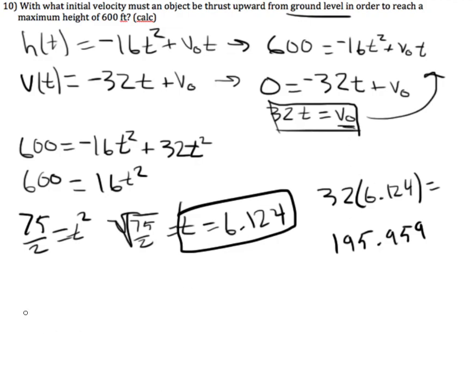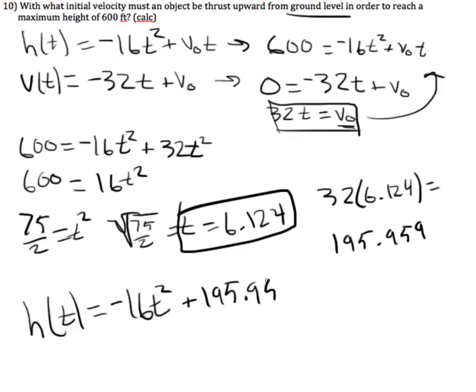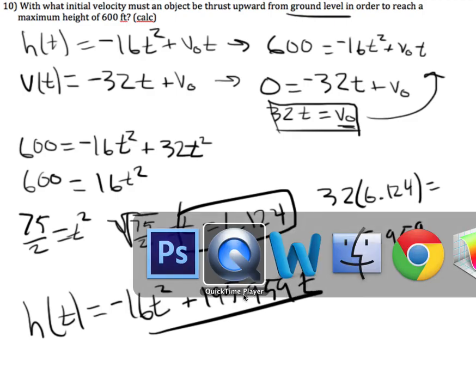That's what we wanted. So our function, h of t, if we just write it, because that's a good idea, is negative 16 t squared plus 195.959 t. And you can enter that into your calculator, calculate that maximum value, and you will see that it is, in fact, 600 feet. Sweet! That is a cool problem.